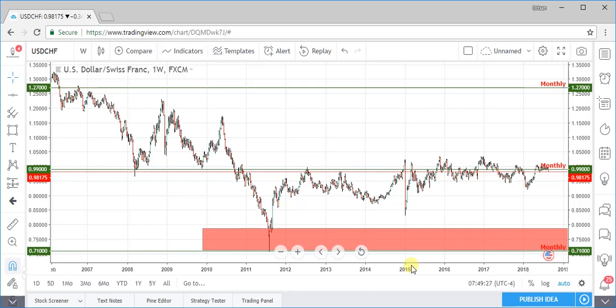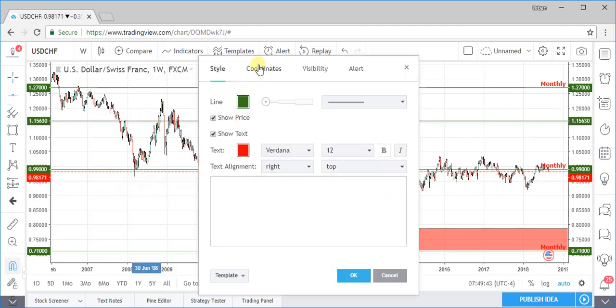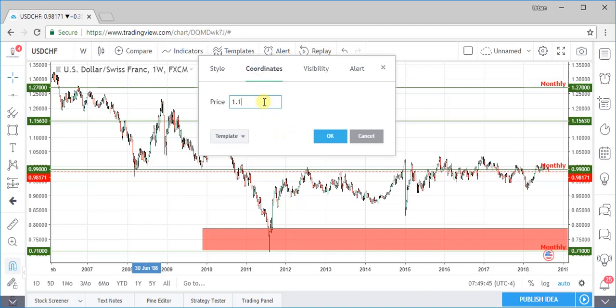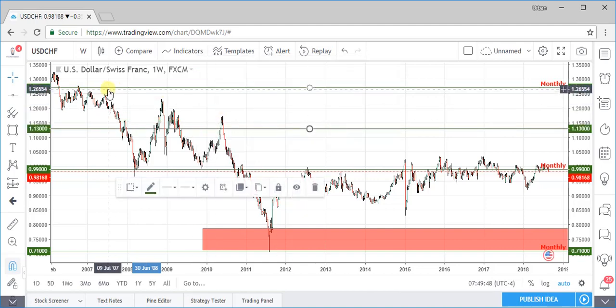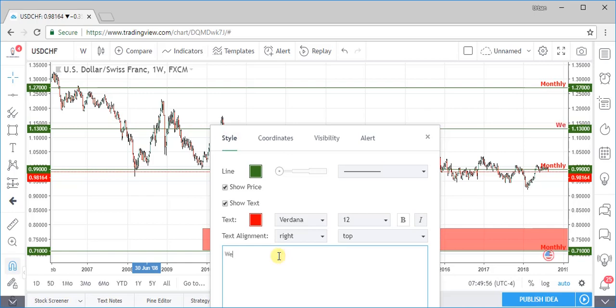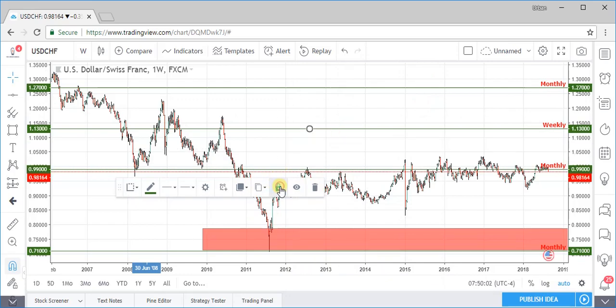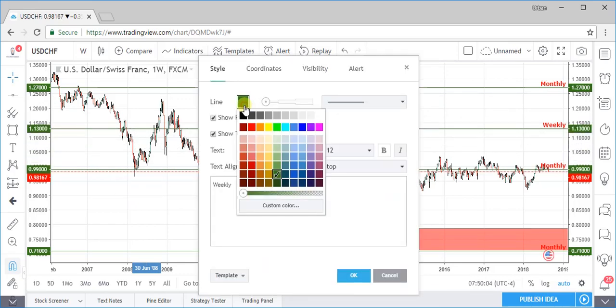So we got 1.27000 and 0.99000. All right, we're going to put this at 1.13. And we're going to label this weekly. And I'm going to change that to blue.